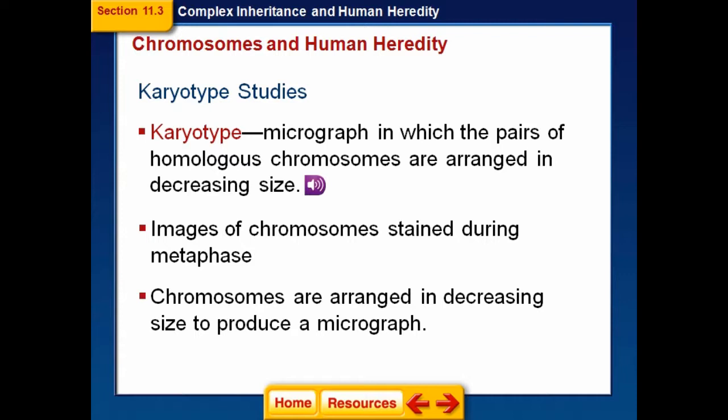Images of chromosomes are stained during metaphase. In metaphase, the chromosomes have swelled up and they're big and thick and easy to see in the cell, and a stain, a dye, is used to make them visible. And the chromosomes are then arranged in decreasing size to produce this micrograph or picture.